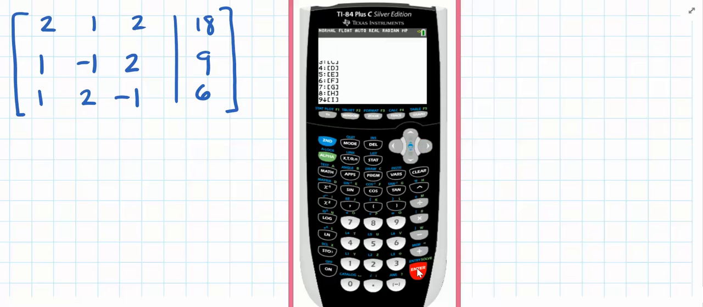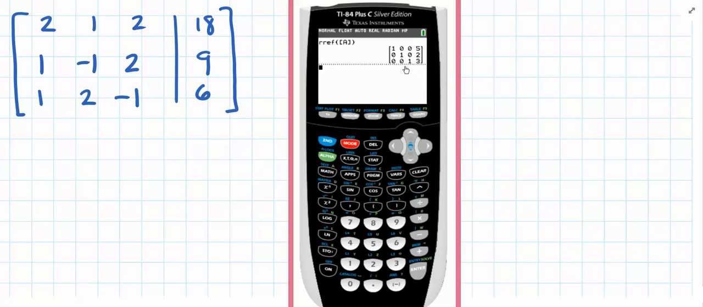2, 1, 2, 18, 1, -1, 2, and 9, a 1, a 2, a -1, and a 6. So I already have it entered in my calculator. You're just going to get the answer, so we can skip up to this. I would take this information, plug it into the calculator, and get my answer. These are nice answers, so then I know if I made a mistake along the way. So what is the answer to this system?